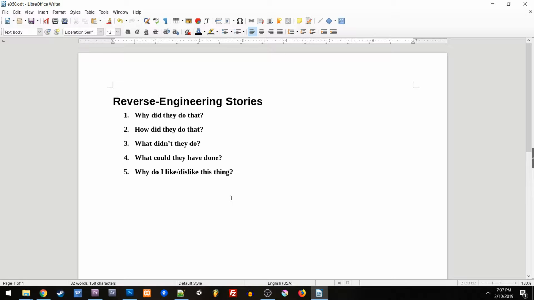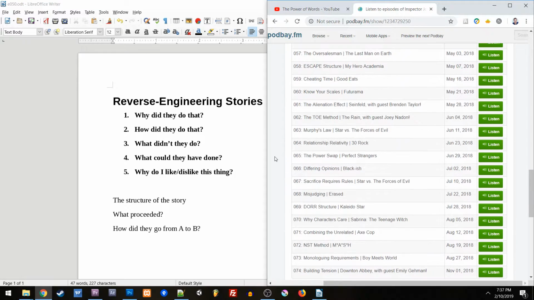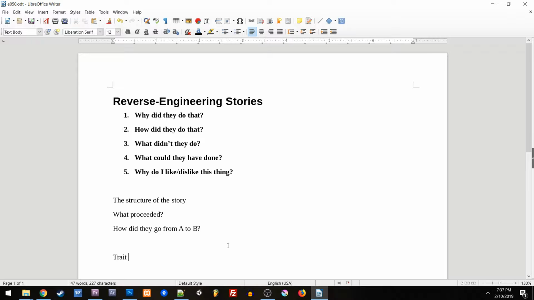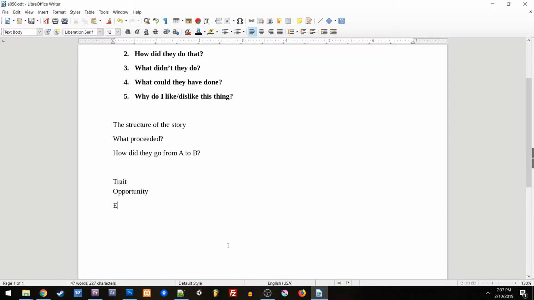The first thing that we need to look at is the structure of the story. What we need to see is what proceeded, how they went from A to B. Let's say, for example, that I look at the TOE method. This is something that I went over with Joey Naden and we were watching The Rain. The TOE method is trait, opportunity, and expression. And it is a method for characters to express their traits.